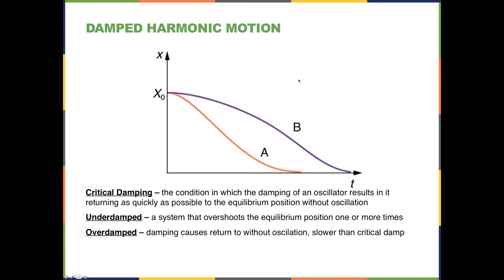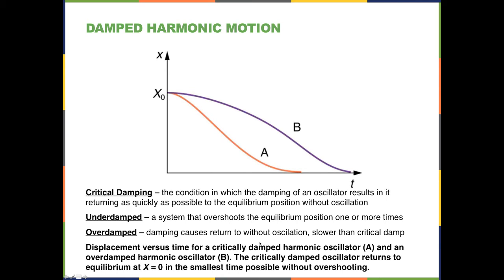Overdamped is damping that causes a return without oscillation, but causes it to return more slowly than critical damping. So B here represents critical damping, A represents overdamped. So the displacement versus time in a critically damped oscillator, A is the critically damped, and overdamped is B. The critically damped oscillator returns to equilibrium position 0 in the smallest amount of time possible without overshooting.